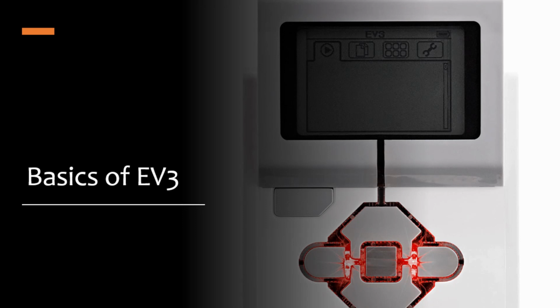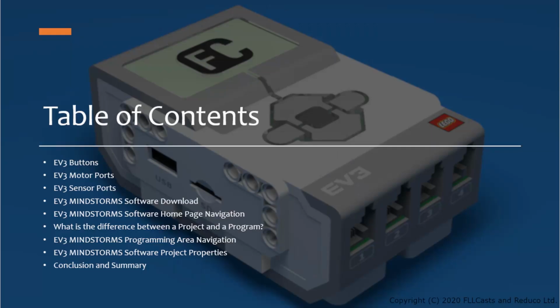This is the third video in the Beginner Robotics Virtual Summer Camp series. Today, we are going to be talking about the key component of an FLL robot, the EV3 Brick. The EV3 Brick is the main controller of an FLL robot. It is responsible for running the program.